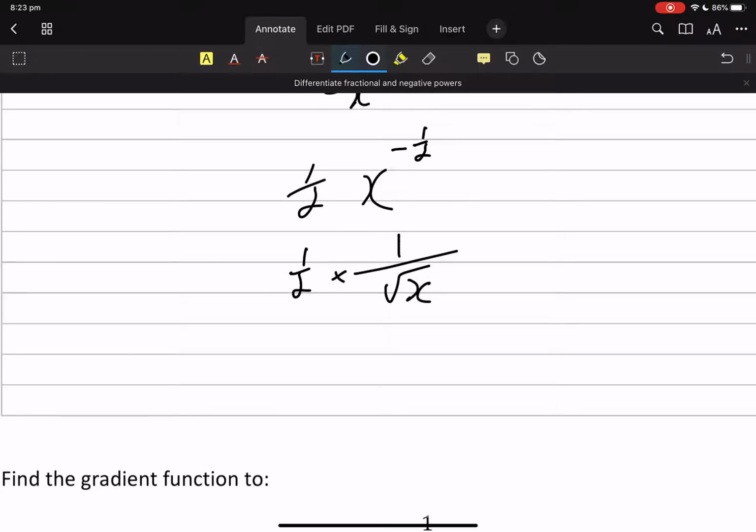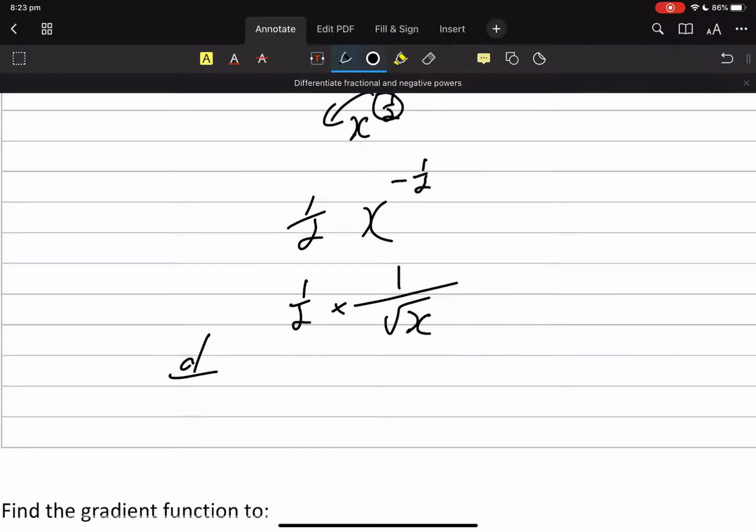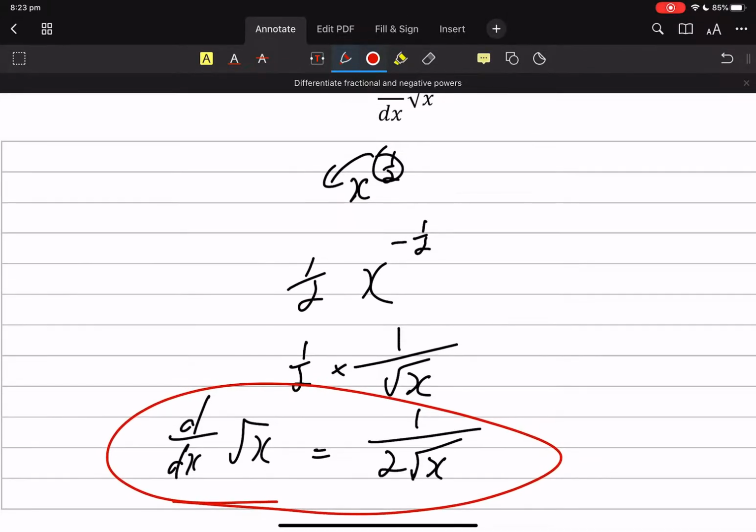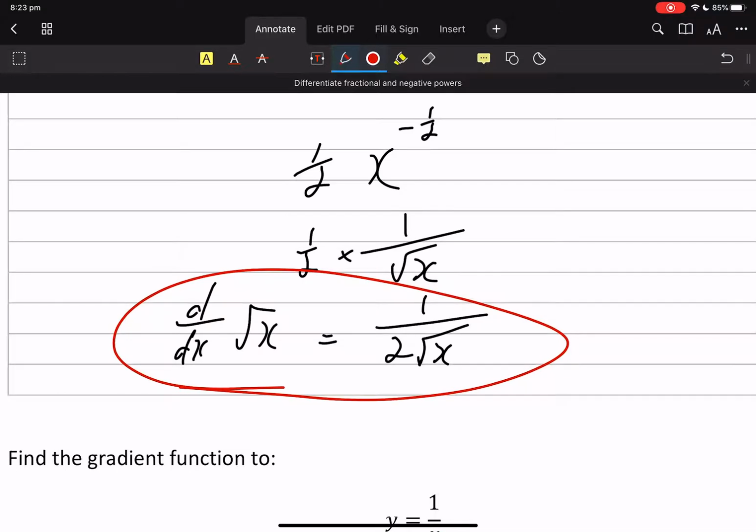Okay, let's tidy that up. So the derivative with respect to x of root x is actually 1 on 2 root x. Not that hard. We're using index laws, negative powers, fractional negative powers, and just the basic rule.